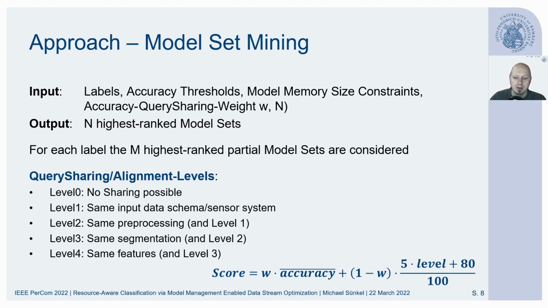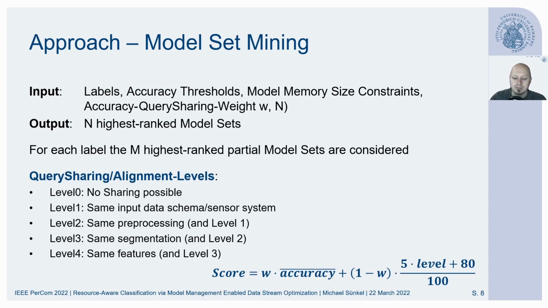As you can see, the average accuracy is used for the accuracy side, and a query sharing level is used on the resource side. The query sharing level works as follows. The values for the query sharing level are 0 to 4. Level 0 means that there is no sharing at all. That means that the classification pipelines of two models have no common processing.